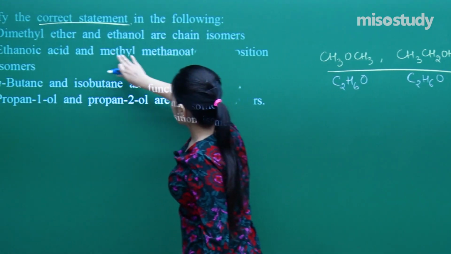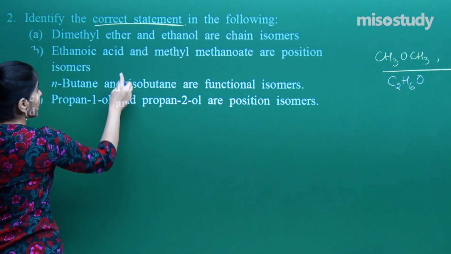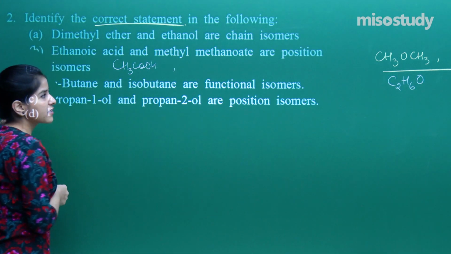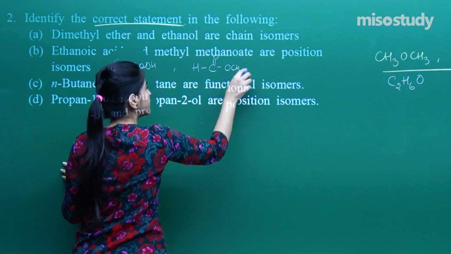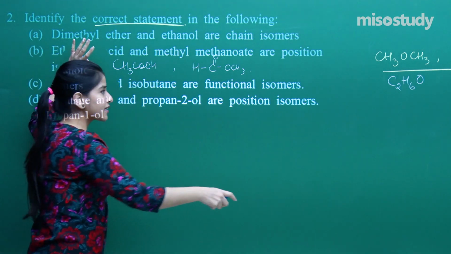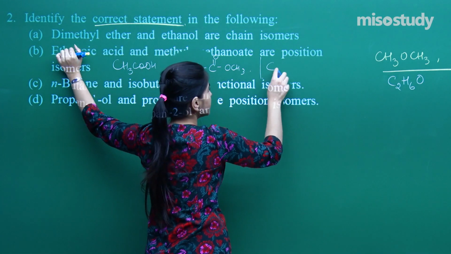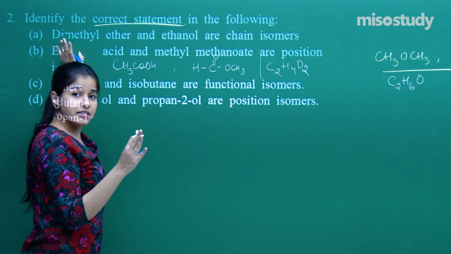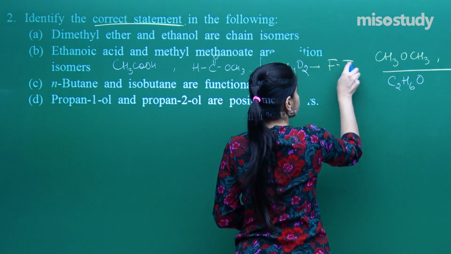Now, ethanoic acid and methyl methanoate are position isomers. What is ethanoic acid? Ethanoic acid is this. What is methyl methanoate? That is methyl methanoate. Again I have got a similar molecular formula, that is C2H4O2 in both of the cases. But what differs is the type of functional group. So again it is functional isomerism.